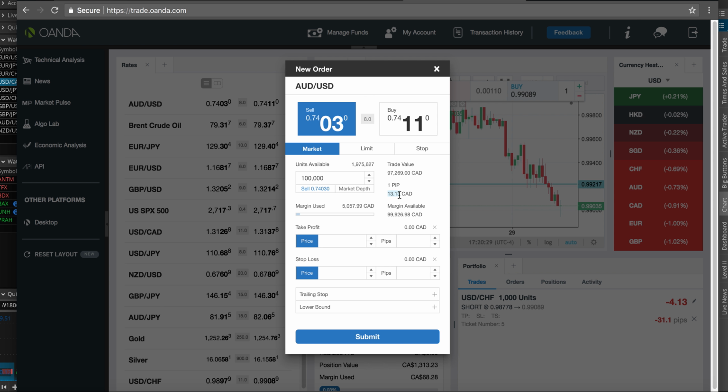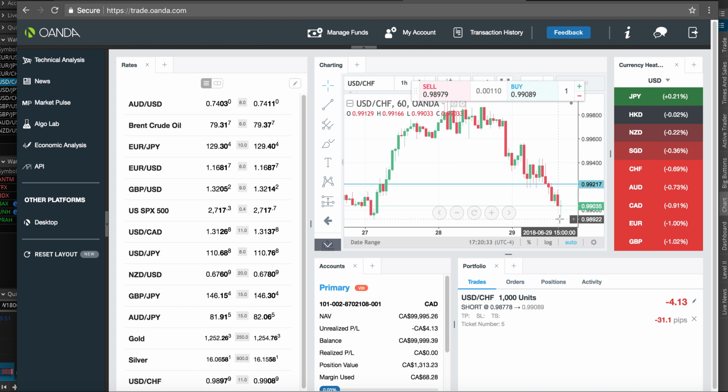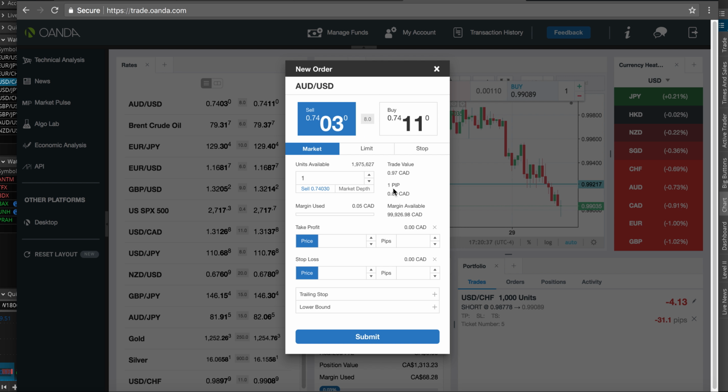So if it moves 100 pips, just times this by 100, you will have that number, right? This is a demo platform that we're looking on the OANDA. So if you want to trade 100,000 standard lots, you need to have a margin of 5,000. So it means you need to have at least $5,057, right?